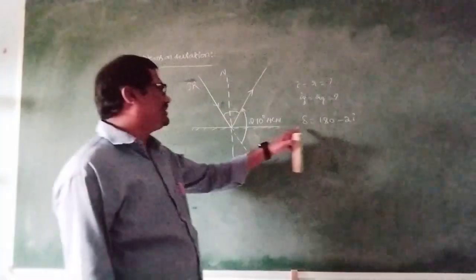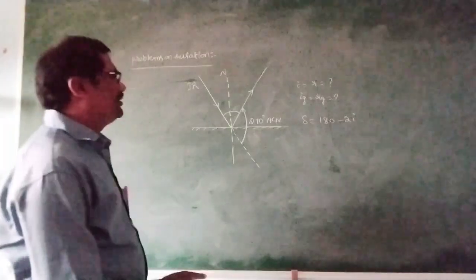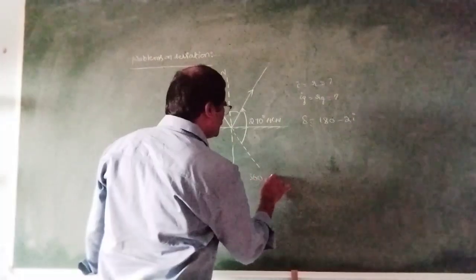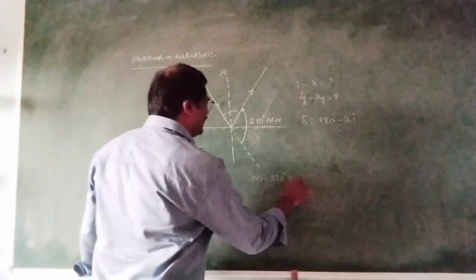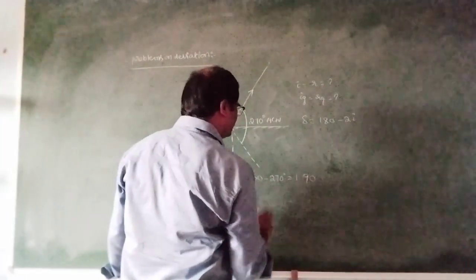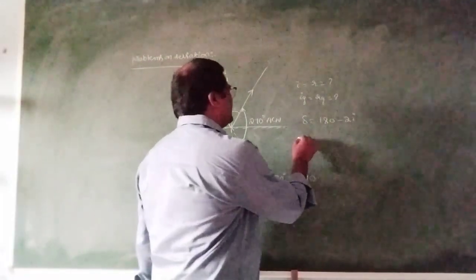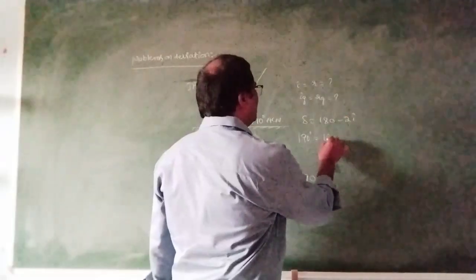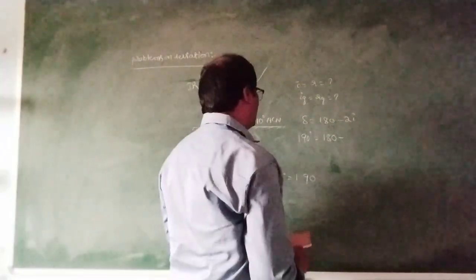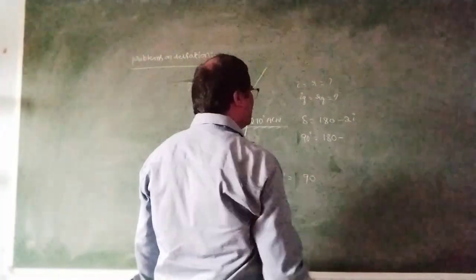The clockwise direction is 360 minus 270, which is equal to 90. So 90 degrees in clockwise direction. This value is 90.